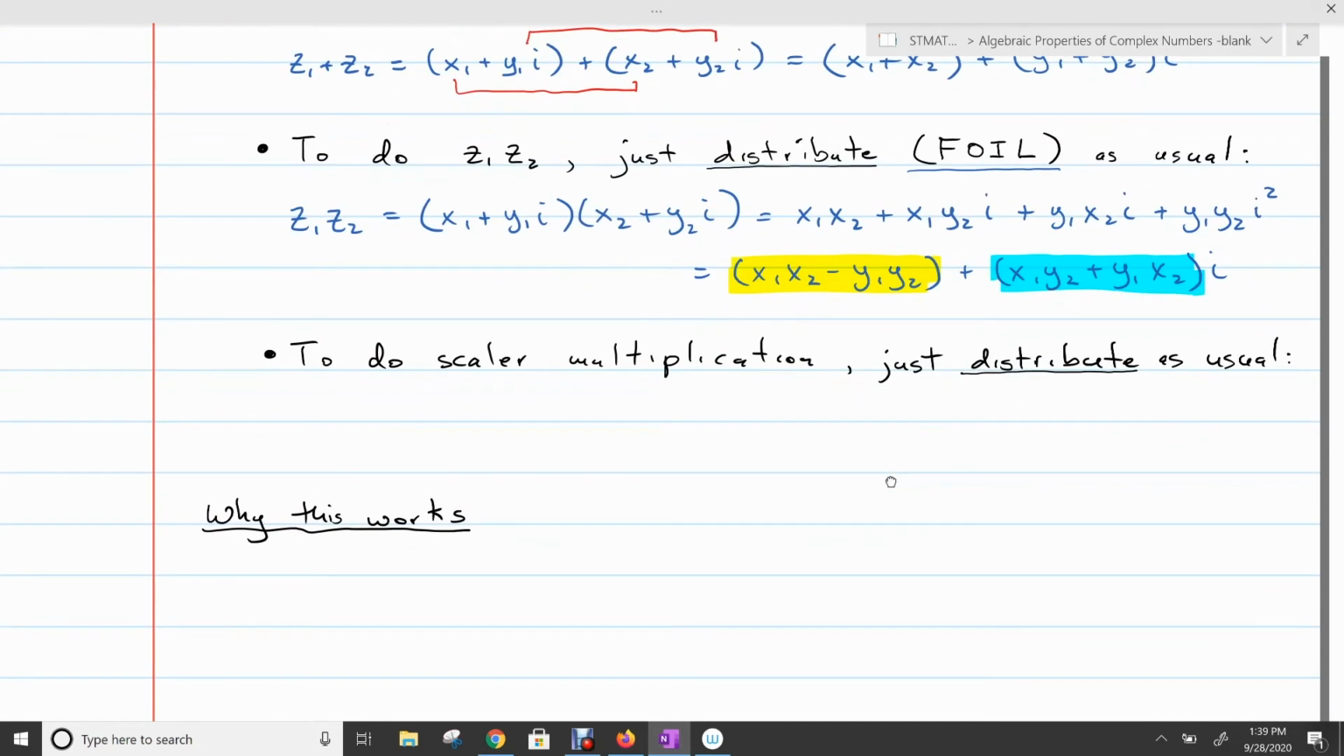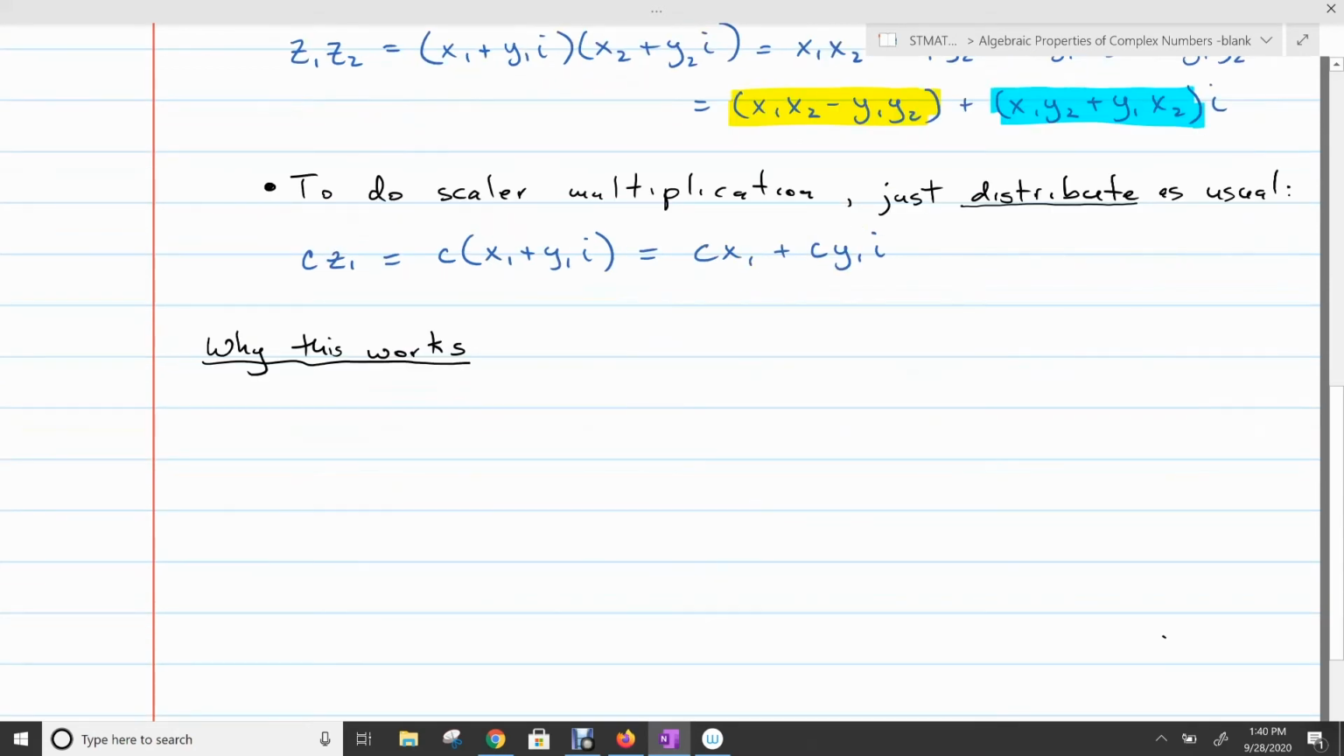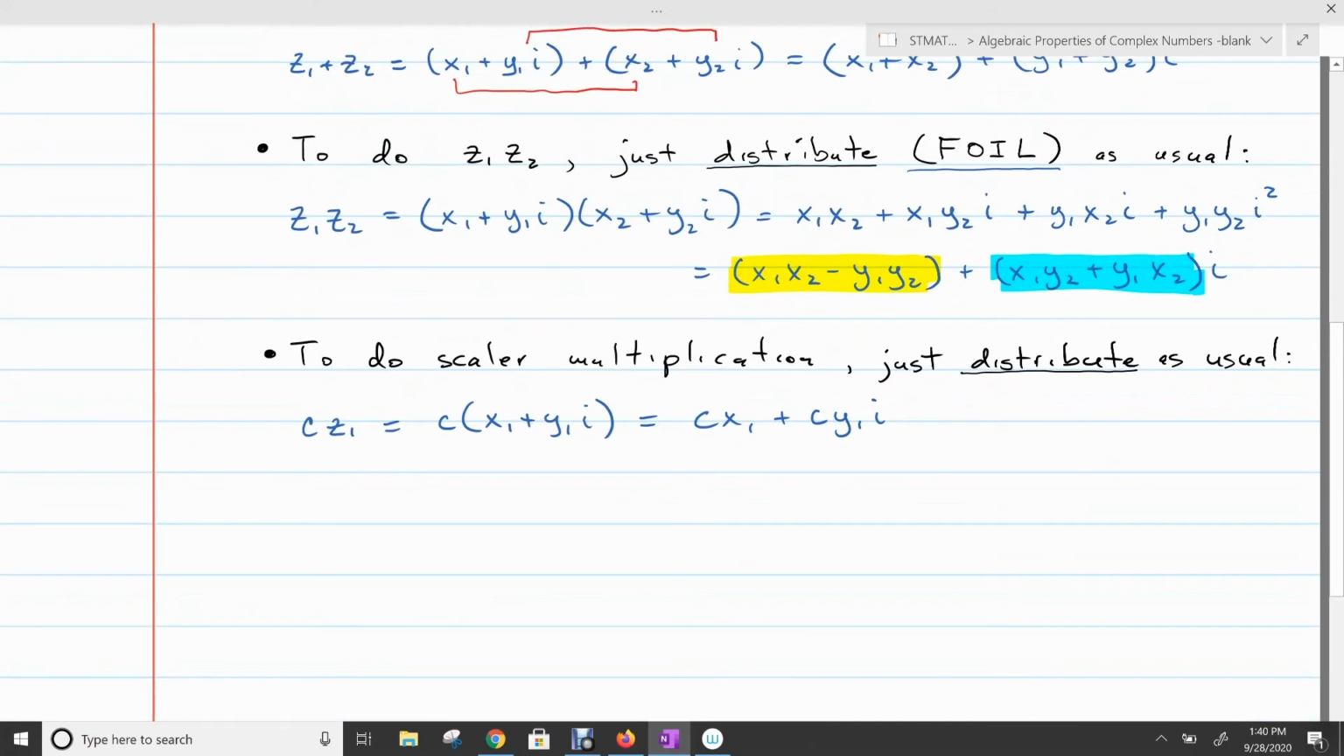And of course, to do scalar multiplication, you would just distribute like usual. So if you were going to do c times z1, that'd be c times x1 plus y1 i. So that'd be c x1 plus c y1 i. I think we've explained why this works here, so I think I'll just leave it at that.